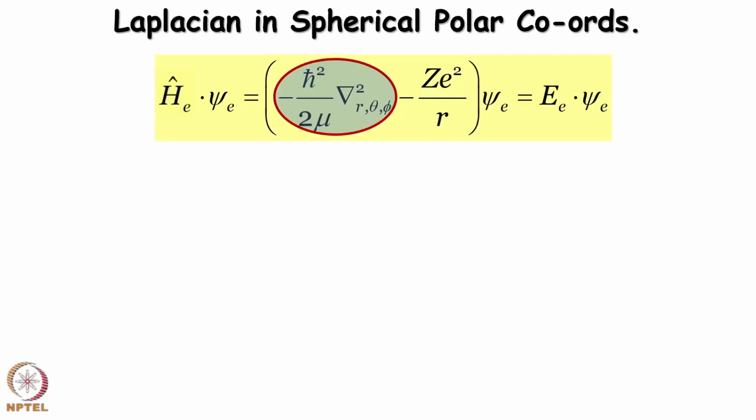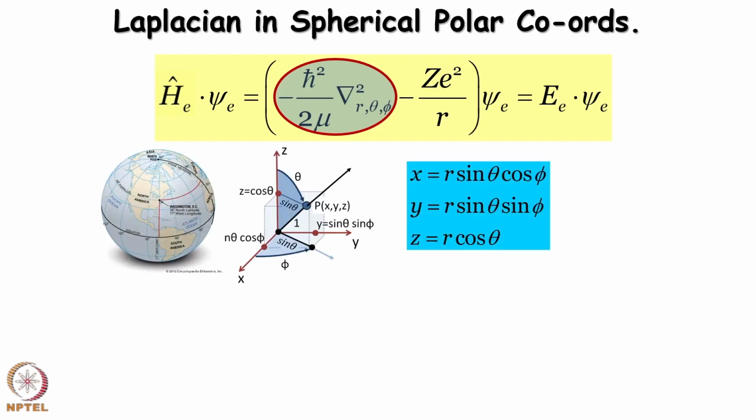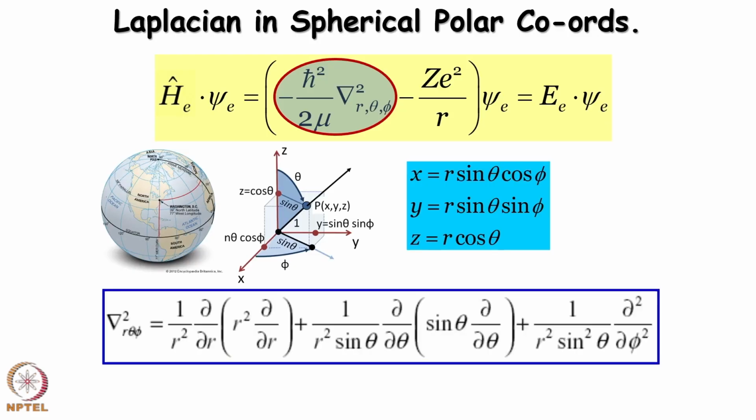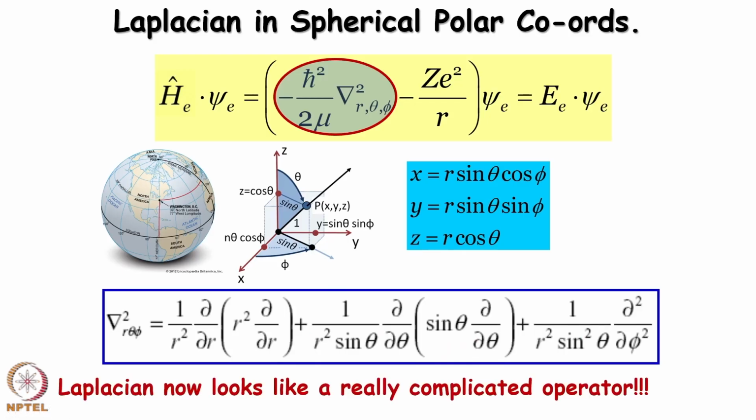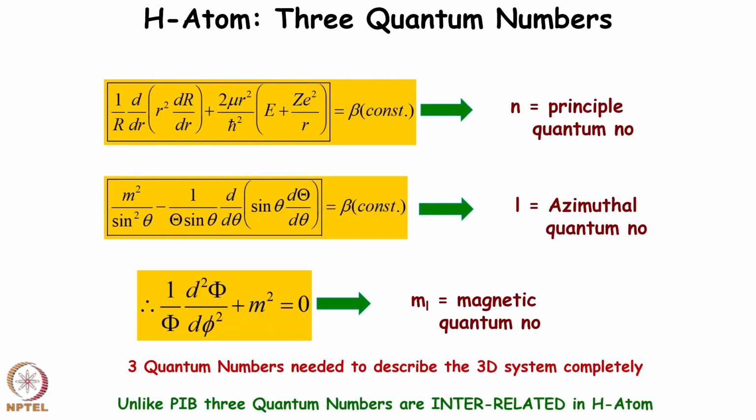Now, how to solve it? We are going to solve it in spherical polar coordinates, like the coordinates of how the earth looks. So we are going to use this transformation of x, y and z, and if we do the mathematics, which you can find in any standard quantum chemistry textbook, we will arrive at this complex looking equation with a complicated operator, but it can be simplified very easily to get three separate Schrodinger equations.